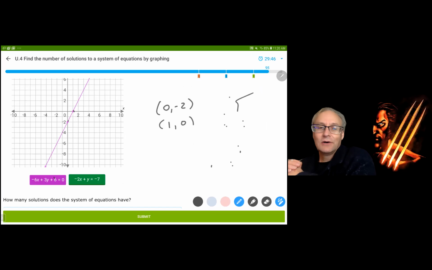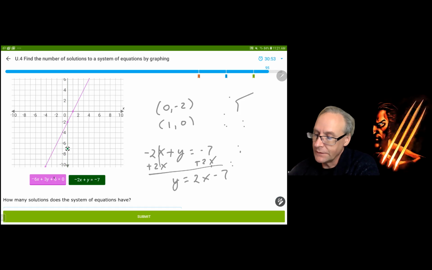The problem is these darn things are getting in the way. Let me get rid of this for now. All right. (0, -7) is my y-intercept, and I have a slope of 2. Oh my goodness. They do not intersect. There's no solution. They have the same slope. And it looks like we might have one or two more.